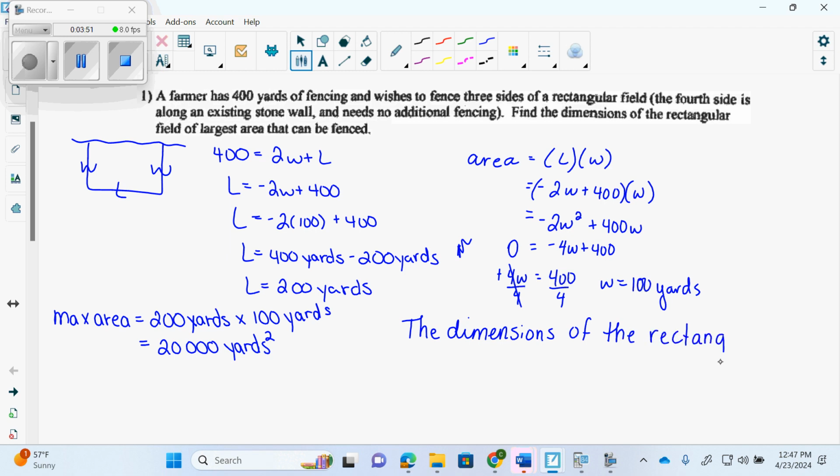of largest area are 100 yards by 200 yards.